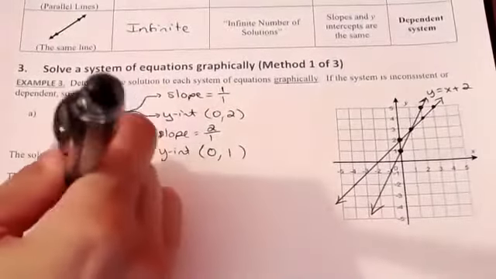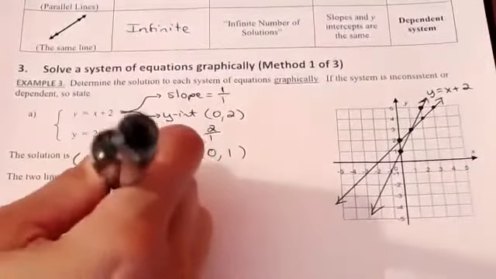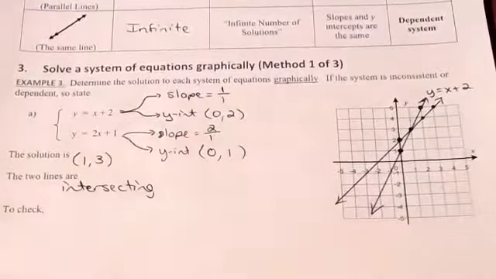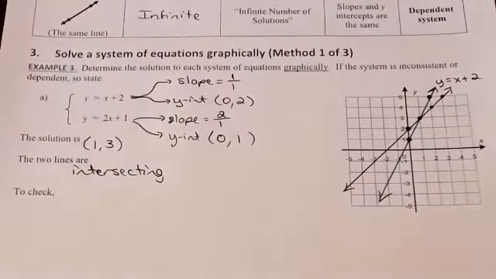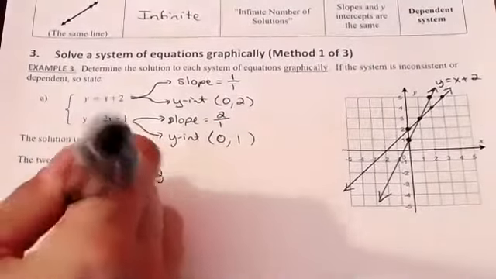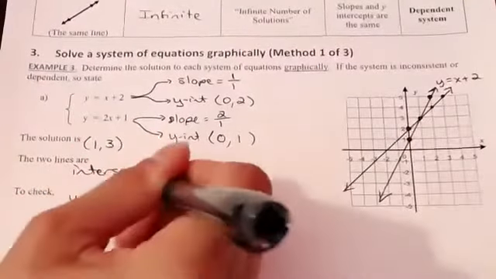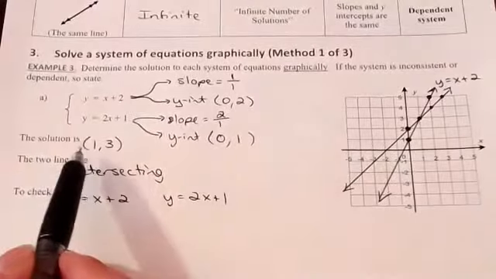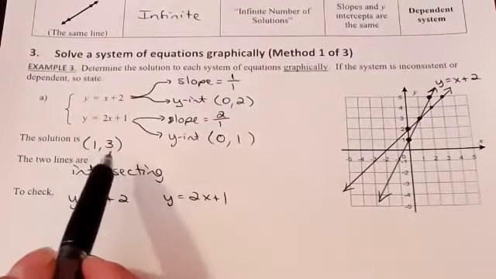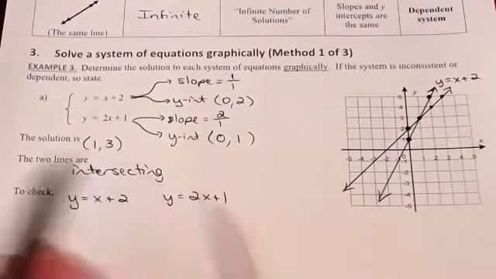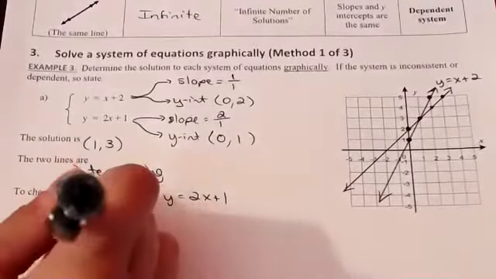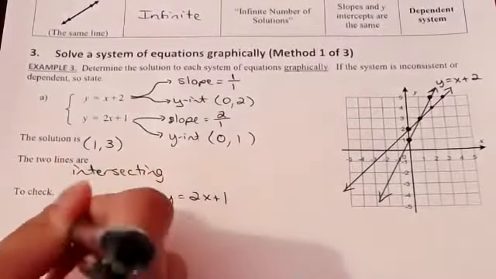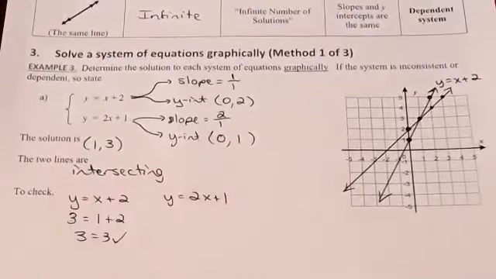The two lines are intersecting. And if we ever wanted to actually check, we would take the original equations and we would simply plug in 1 for x and 3 for y. We would plug in our values. So y is 3, x is 1. Oh, 3 equals 3. Cool, that checks.